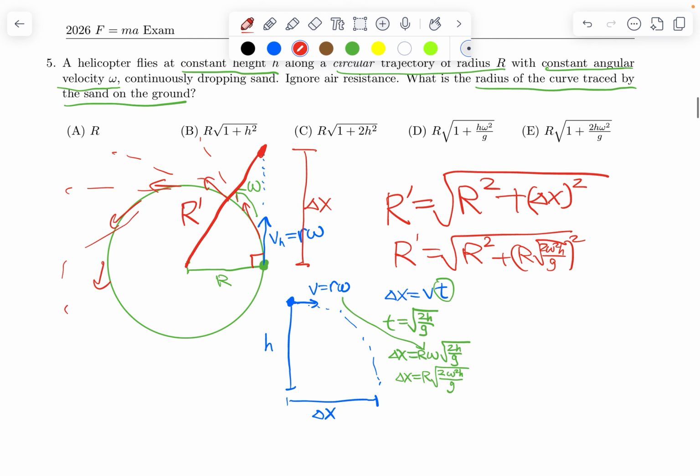And this can be simplified into r squared times this. And we can notice that we can factor out r squared from this equation. So it's going to be equal to r square root of 1 plus 2h omega squared over g. And that is going to be answer choice E.